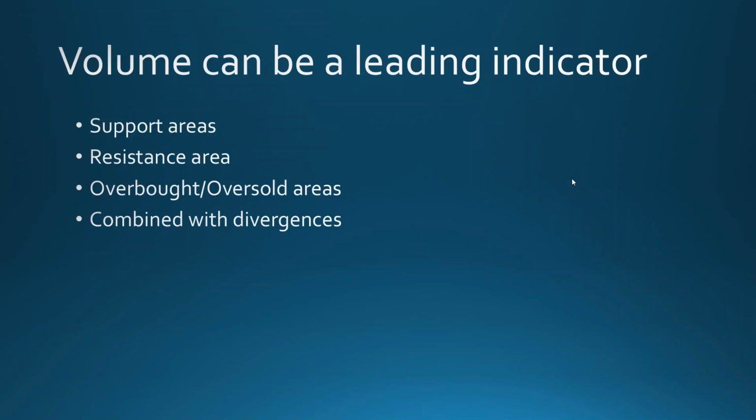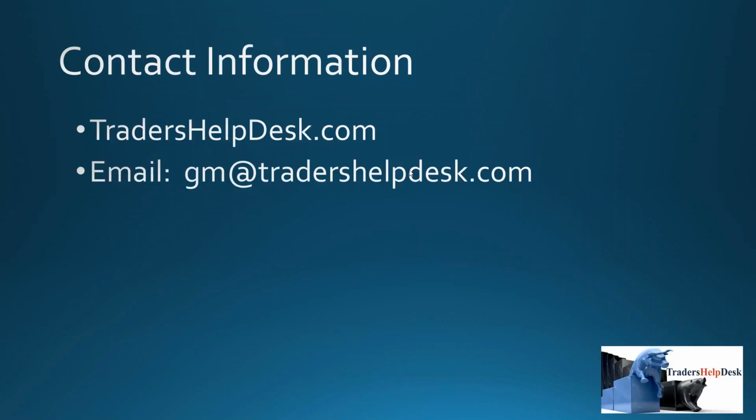Now, volume can be a leading indicator. The reason I said it can be is because if you're using cumulative delta or the directional volume indicator, then you're looking at it bar by bar. There's no lag in there. You do want to read it at areas of support, areas of resistance, overbought, oversold areas, and combine that with the power of divergence.